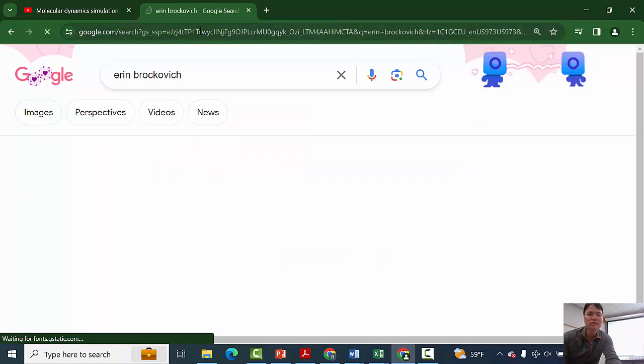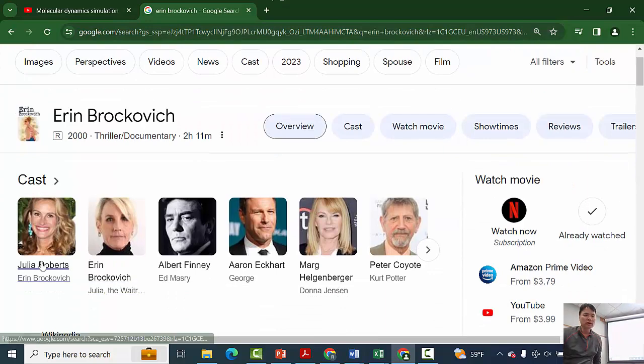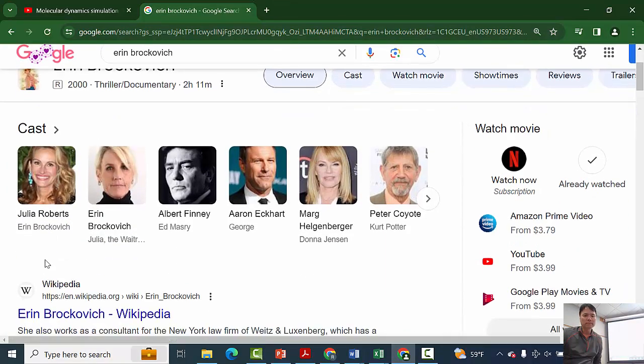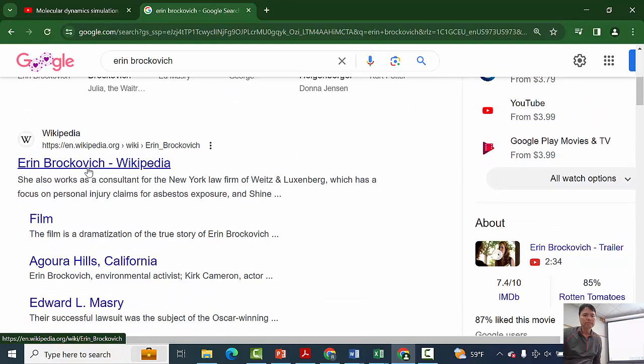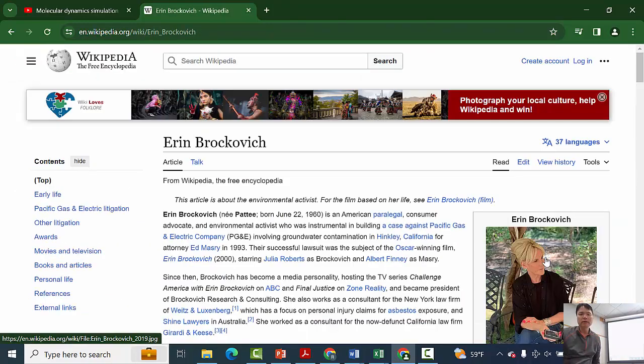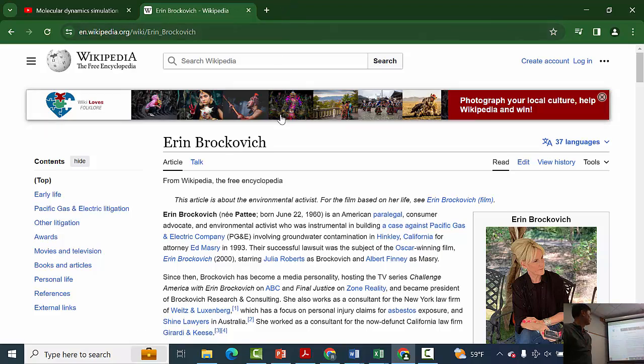It was 2000, so it's 24 years ago. Julia Roberts played Erin Brockovich. This is the real Erin Brockovich here. This is based on a true story. But Erin Brockovich was apparently in Hinkley, California. You know what they attributed the cancer to? The water, the groundwater, was contaminated with chromium 6. And chromium 6 is kind of reactive. It would be chromium, Roman numeral 6.